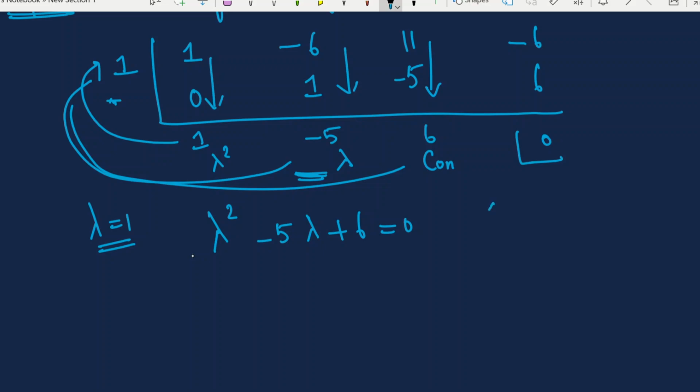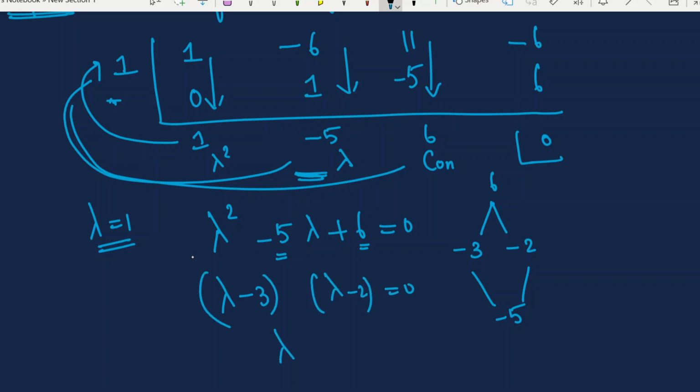For a quadratic equation, we can easily factorize this expression. The product should be 6 and the summation value should be minus 5. So minus 3, minus 2 are the factors. When you add these two numbers, minus 5 is the summation value and the multiplication product is 6. So lambda minus 3, lambda minus 2 are the factors. So from here lambda equals 3, 2.